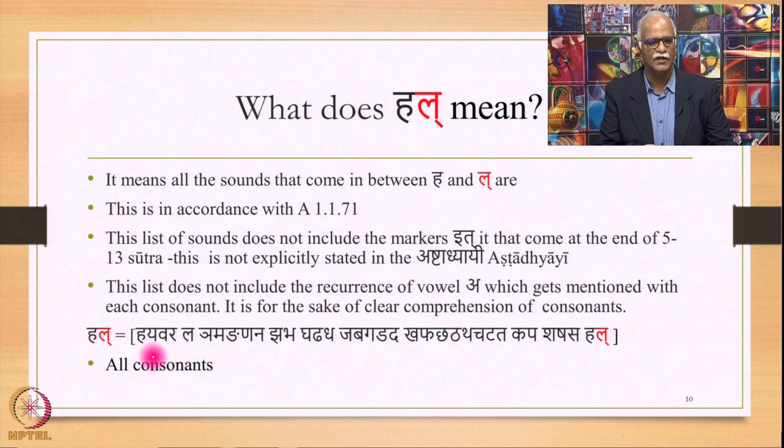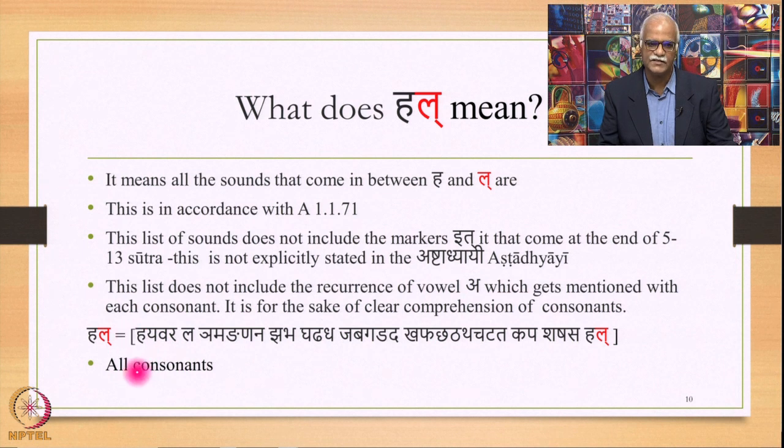Now, what to do with this vowel? Is it a part of this set? And the answer is that this list does not include the recurrence of this vowel a everywhere over here, which gets mentioned with each consonant. It is specified by the tradition, although not explicitly by Pāṇini, but by the Pāṇinian tradition, that this vowel a that appears together with each and every consonant in this set is for the sake of clear comprehension of consonants. Imagine these consonants are written without a vowel in between. It would be very difficult, first of all, to pronounce them, nay, impossible, and also very difficult to write them down. So, for easier comprehension purpose, vowel a, which comes at the beginning of all the vowels, is added after each and every consonant.